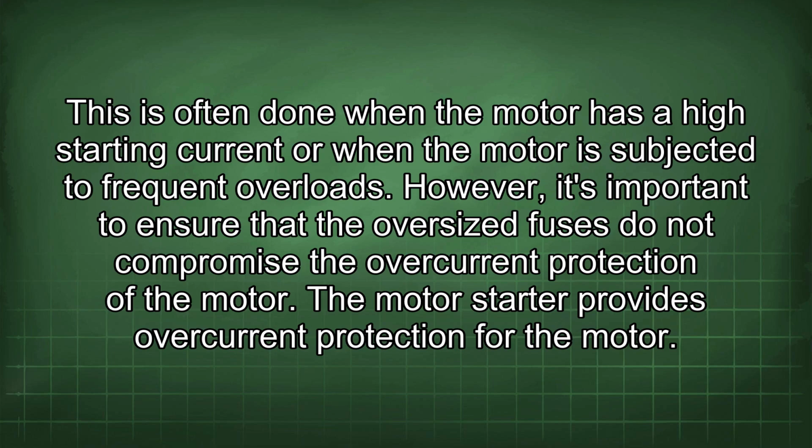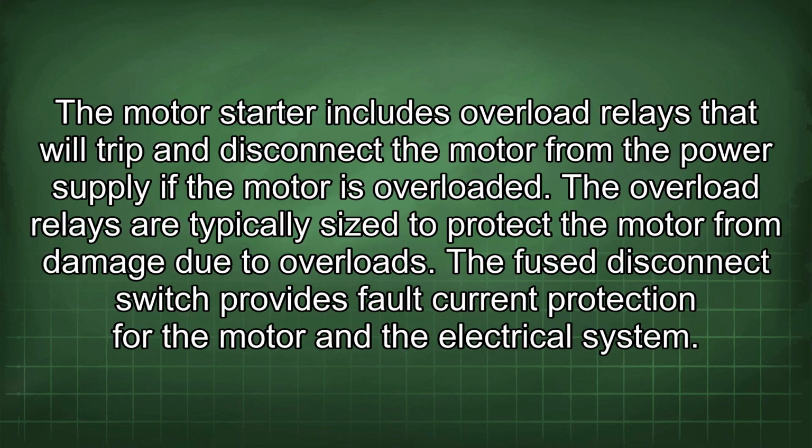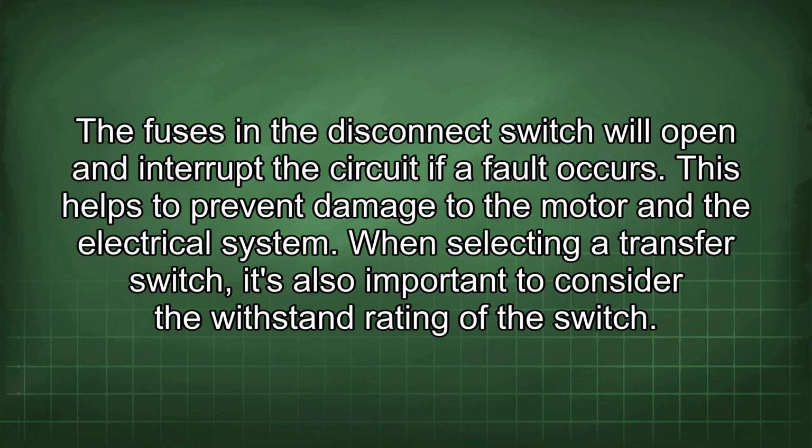The motor starter provides overcurrent protection for the motor. The motor starter includes overload relays that will trip and disconnect the motor from the power supply if the motor is overloaded. The overload relays are typically sized to protect the motor from damage due to overloads. The fuse disconnect switch provides fault current protection for the motor and the electrical system. The fuses in the disconnect switch will open and interrupt the circuit if a fault occurs. This helps to prevent damage to the motor and the electrical system. When selecting a transfer switch, it's also important to consider the withstand rating of the switch.